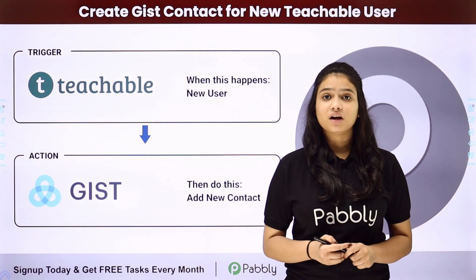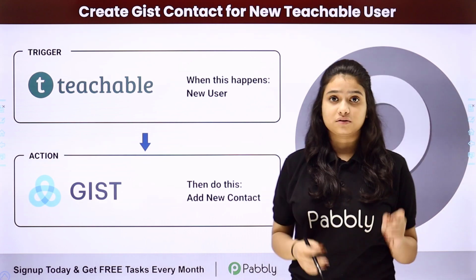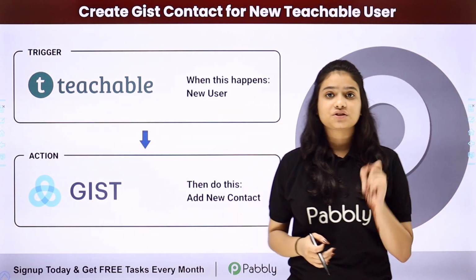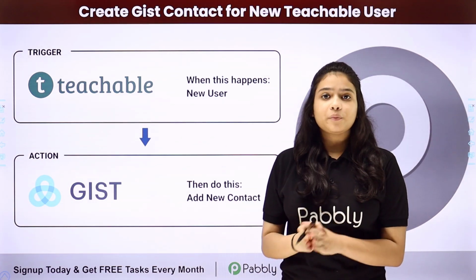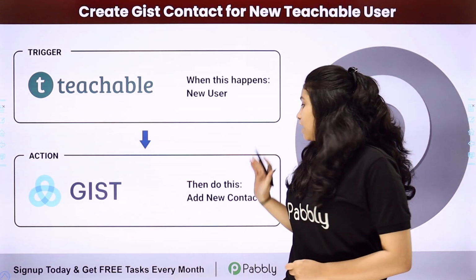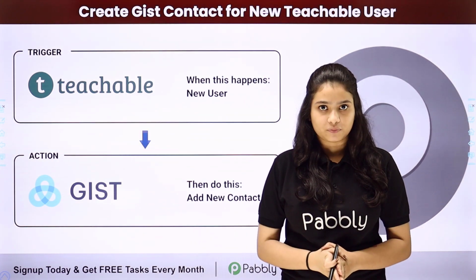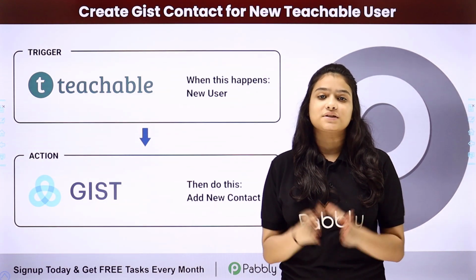In this video, we are going to learn how to create a Gist contact for a new Teachable user. Now suppose a new user is created in Teachable for a particular course, and we want that by using the same details of that course, a new contact should be added in Gist, which is an all-in-one marketing platform. So how are we going to do this process automatically?